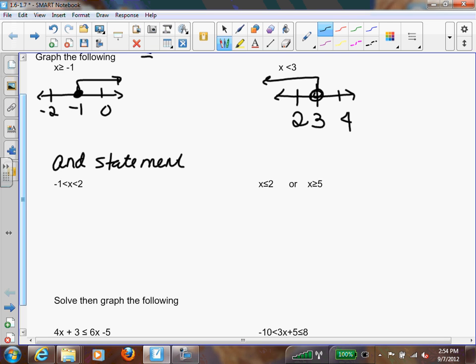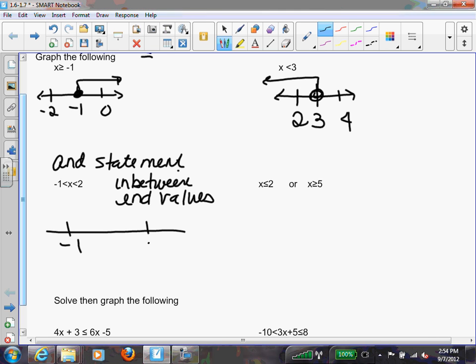This is an and statement. It means we're graphing in between our n values. So all I require you to do is to write your n values down. Decide if we are solid or open at those n values. And in this case, both of them are what? Solid or open, right? Because I'm strictly saying greater than or less than.